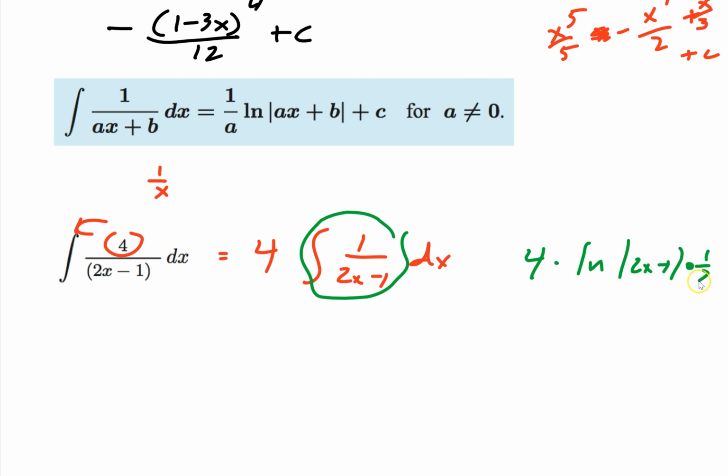So bad at saying that. So you get this. You can reduce a little bit. 4 and the 1/2 gets me 2. Natural log of 2x minus 1. All this is in absolute values. Plus c, because that has to be positive. So you get that. Right? A little messy, but that's the idea.